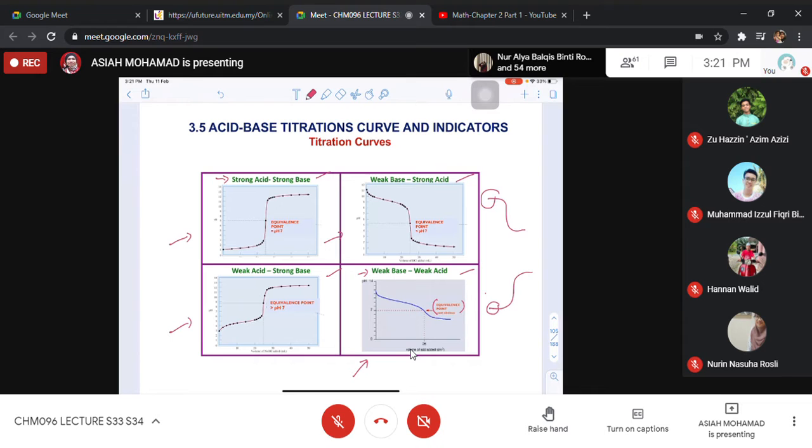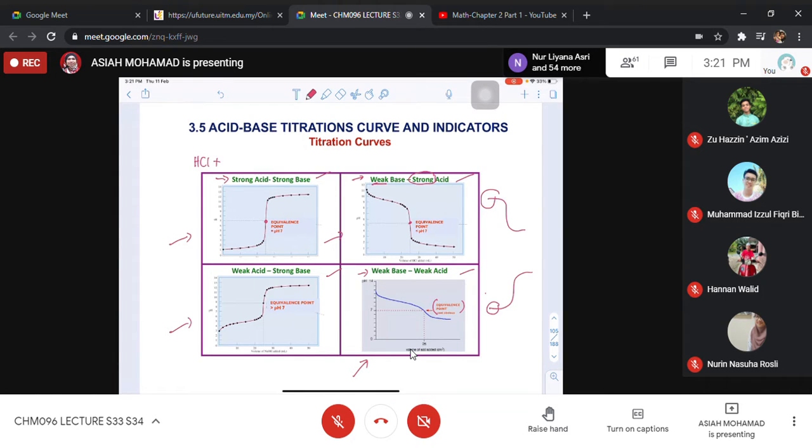If it is strong acid and strong base, the salt that will be produced is a neutral salt. That's why the pH is 7. For titration between strong acid and weak base, we do expect the pH at equivalent point will be less than 7 because the type of salt produced is an acidic salt. Let me write the example for you.